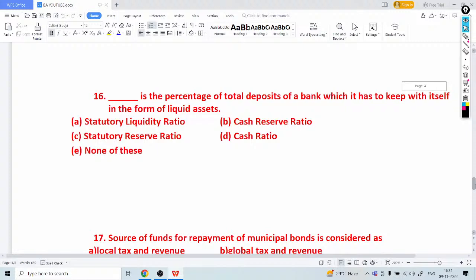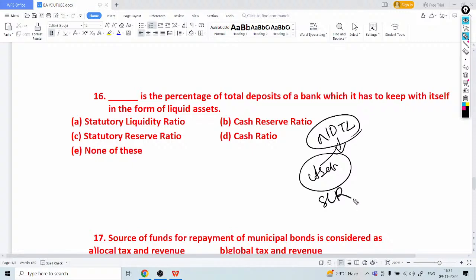Next question. Dash is the percentage of the total deposits of the bank which it keeps with itself in the form of liquid assets. Okay, it is a part of NDTL, net demand and time liability. It means the total amount of the deposit in a bank on a particular day, out of which it keeps some money with itself. Okay, the bank has to keep some money with itself, that is called SLR, and out of NDTL it has to put some money with the Reserve Bank of India in the form of cash.